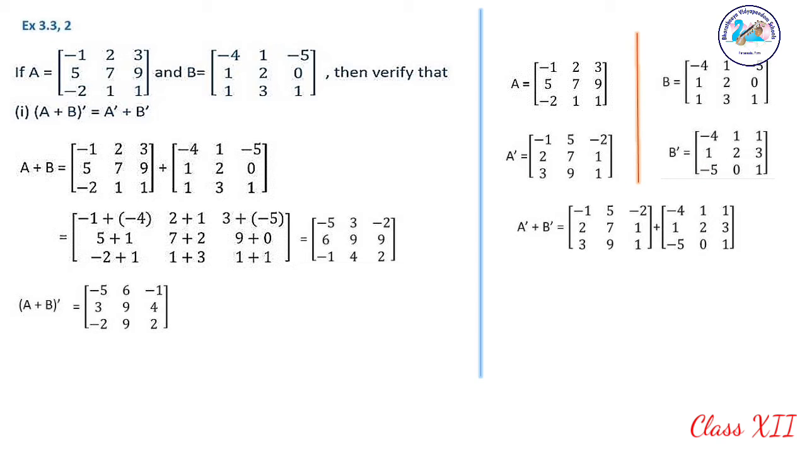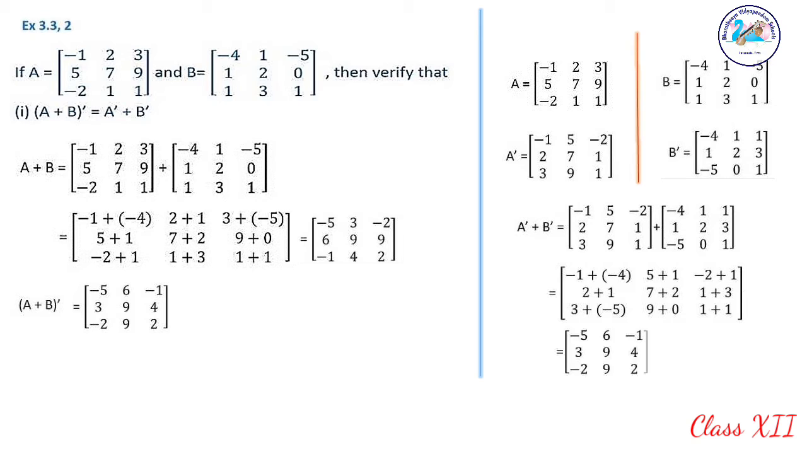Then we need A transpose plus B transpose, means we need to add these two. Just add it. As we know that addition means adding individual elements. Minus 4 plus minus 1, it's written. 5 plus 1, that is here. Minus 2 plus 1, that is written. 2 plus 1, that is written. 7 plus 2, that is here. 1 plus 3, that is here. 3 plus minus 5, it's mentioned. 9 plus 0, it's mentioned. 1 plus 1 is here.